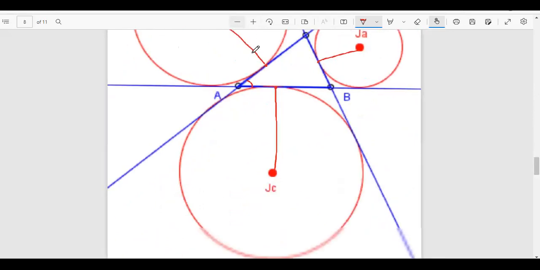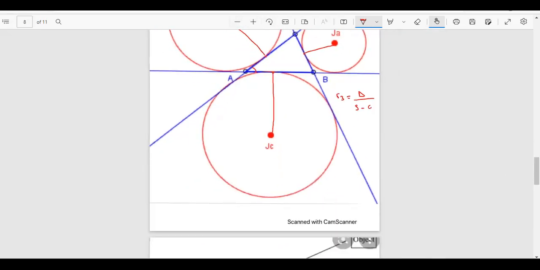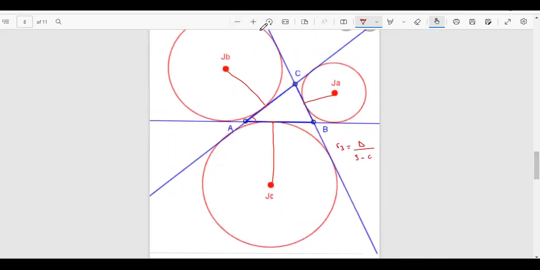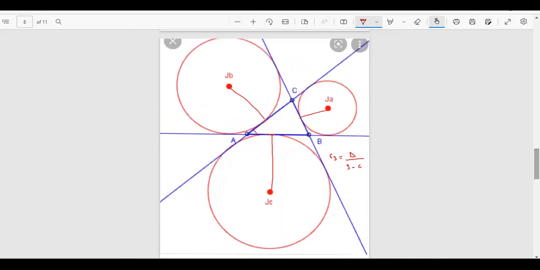Okay, this is the triangle, and the formula is the area of the triangle divided by S minus C. Now, please pay attention. We're talking about excircles and it would depend. It could be that you have one circle, two circles, or three circles. You need to be careful about the position of the circle.